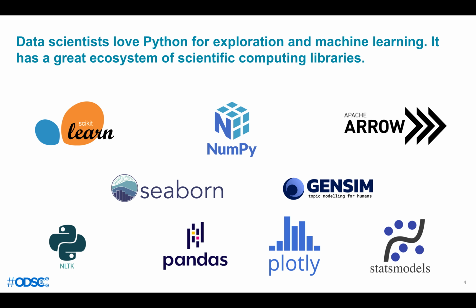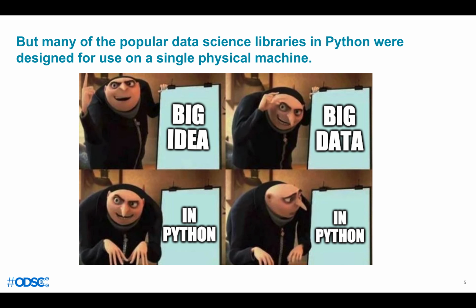However, I'm sure you knew there was a but coming there. Many of the popular data science libraries were designed for use on a single machine. And so they put a lot of energy into the API, into the way that those libraries interact with other libraries. But the focus all along was single machine computing. And so what that means is when you get to a point where you have maybe big data or a bigger idea and you like using these libraries, you may find that you're struggling to figure out how to make those two things work together.